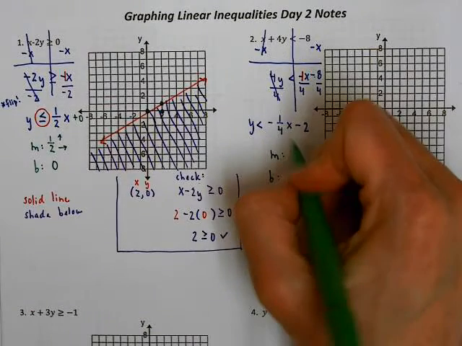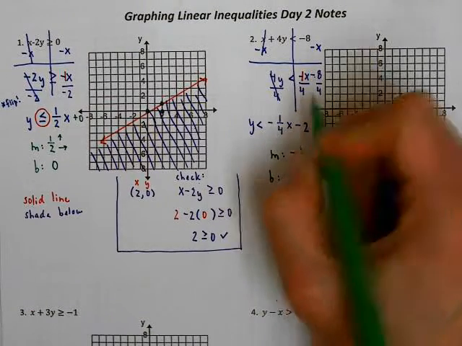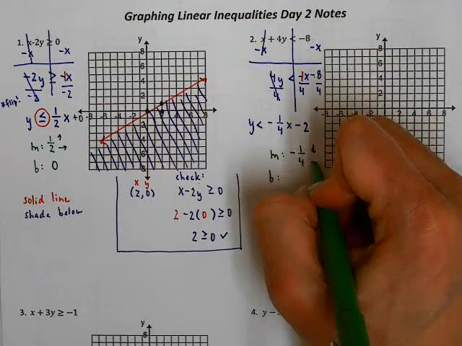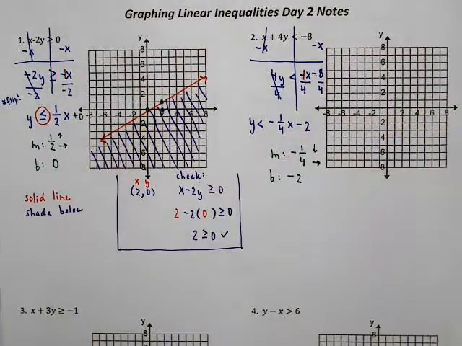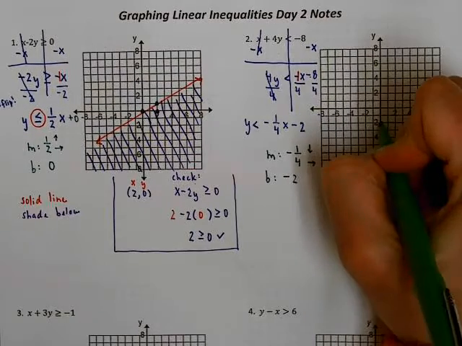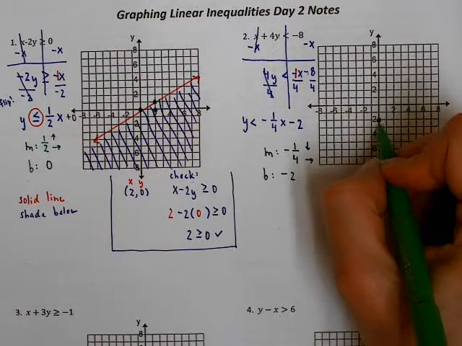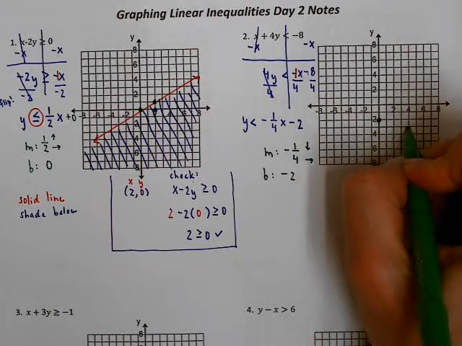My m in this case is negative 1/4, which tells me I'm going to go down 1 and to the right 4. My b is a negative 2, so I'm going to start with my b value. And then I'm going to use my slope to go down 1 and to the right 4.